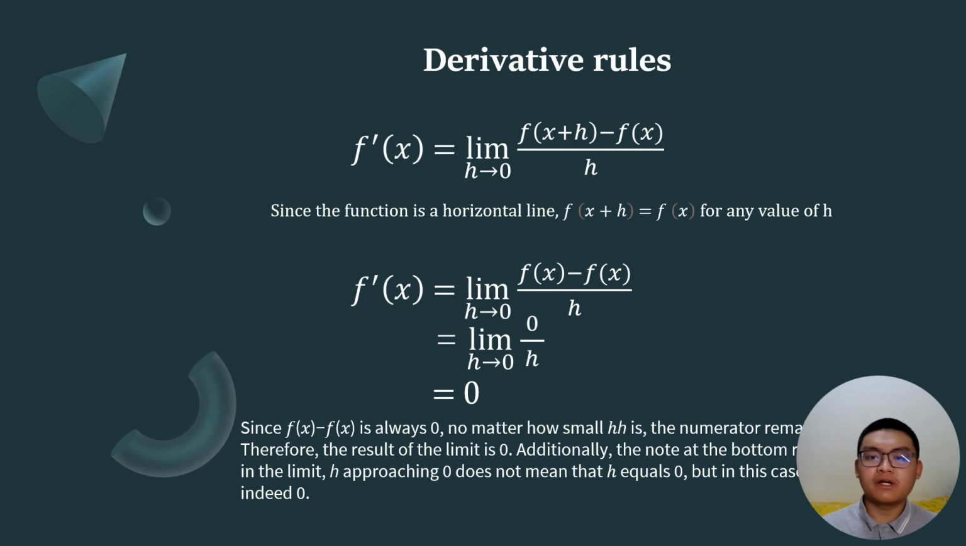So the formula becomes f prime of x equals the limit as h approaches 0 of the fraction f of x minus f of x over h, which simplifies to f prime of x equals the limit as h approaches 0 of the fraction 0 over h, which equals 0. So since f of x minus f of x is always 0, no matter how small h is, the numerator remains 0. Therefore, the result of the limit is 0.